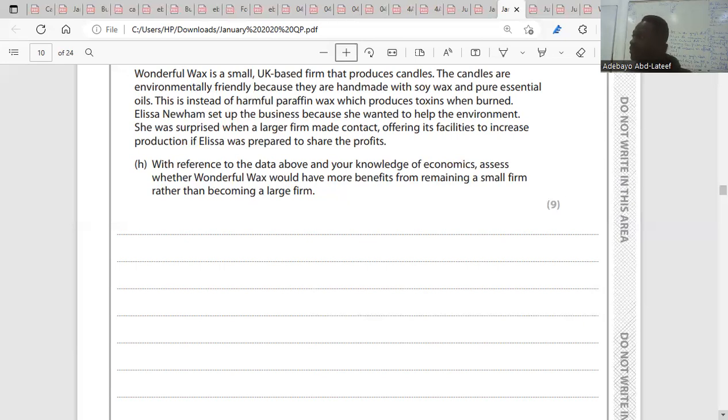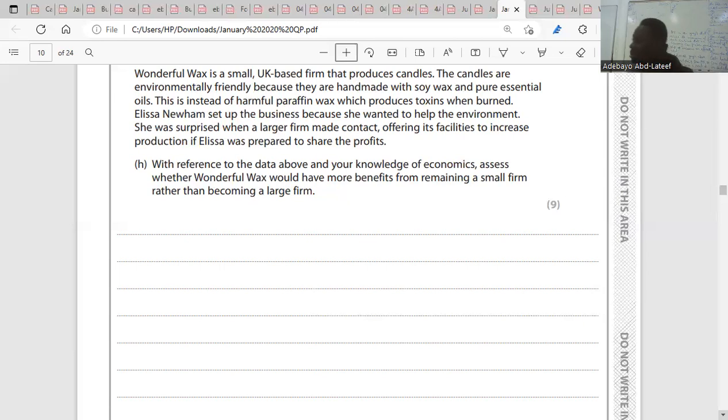Can you explain economies of scale? Yeah, economies of scale is a cost reduction as a result of expansion. Average cost reduction as a result of expansion. That is what economies of scale is. When you are able to reduce your average cost of production, that means your total cost divided by output, because you are expanding, that is economies of scale. Any question again? So the first problem Wonderful Wax might encounter is that she won't be able to enjoy economies of scale. Is it clear?